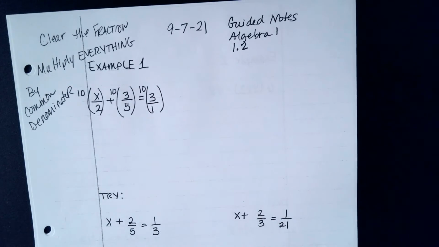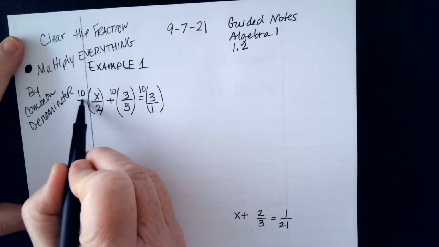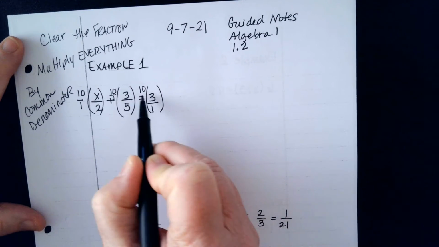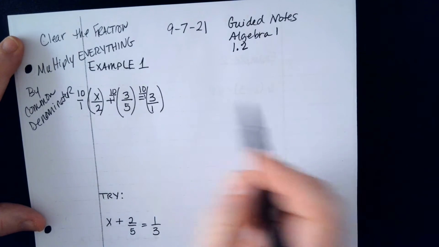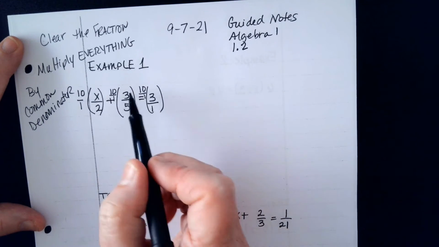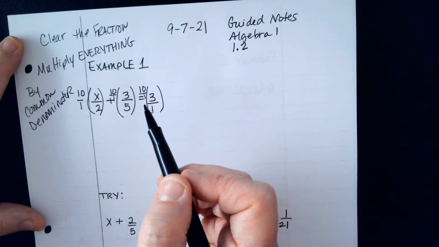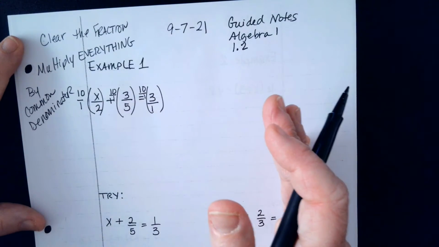Every little piece of this gets multiplied by 10. And since I'm dealing with fractions, make it say 10 over 1. You're going to multiply by 10 over 1 every item. You have to do it all the way. Can't leave anything out, okay?